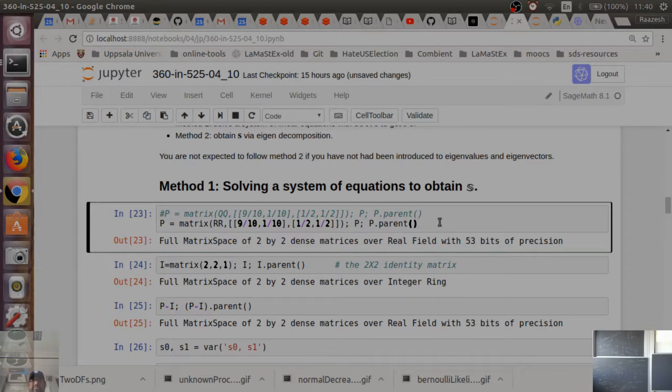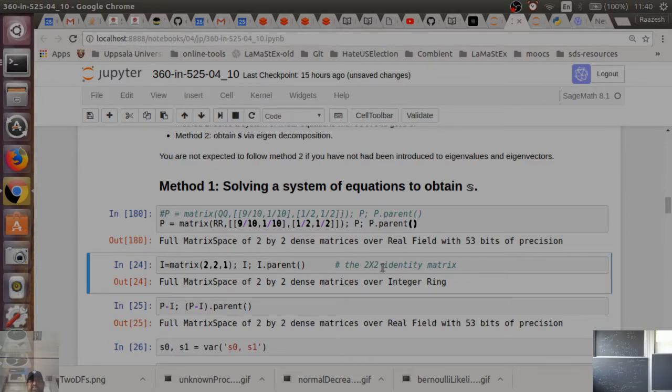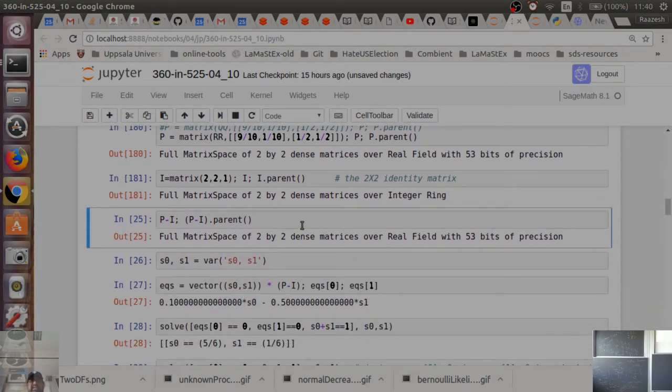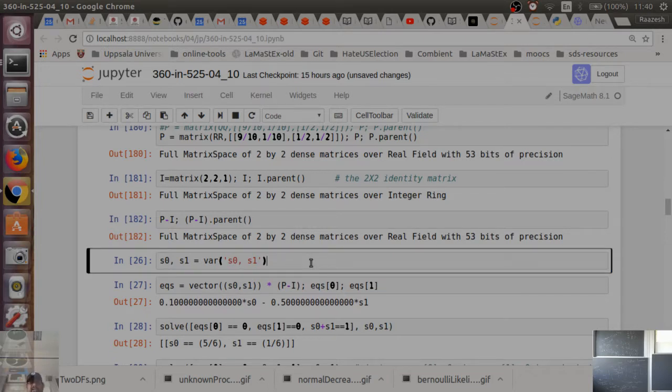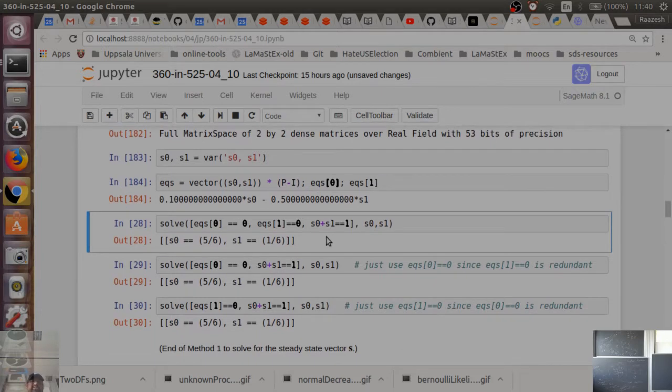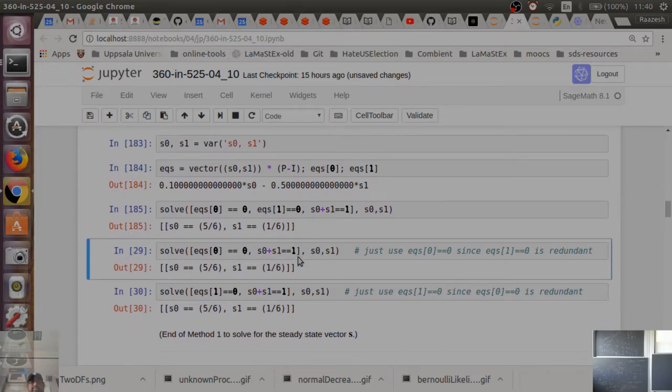So here is method 1. You just set your matrix as P, and then you set your identity matrix, a 2 by 2 identity matrix, and you're just implementing the formula P minus I. S0 and S1 should be declared as symbolic variables, and you set your equations. These are the equations, and here is the list of equations you want to solve. You just have to make sure it's a transition probability. And then that pops out the answer, right?